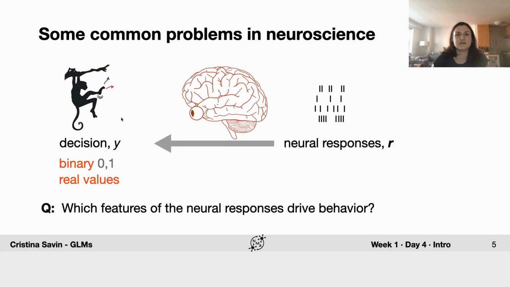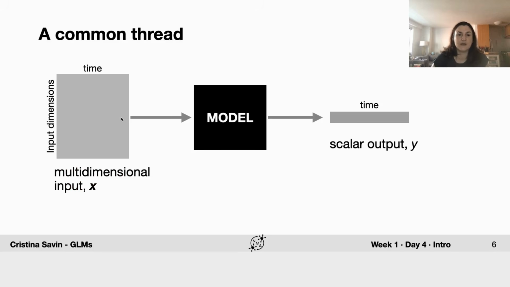Okay, so we've seen some examples of interesting problems. What do they all have in common? In all these examples, we aim to predict a scalar output, which in the following we'll denote by y, from a set of inputs x. Okay? Generalized linear models are a particular way of modeling the map between the two.